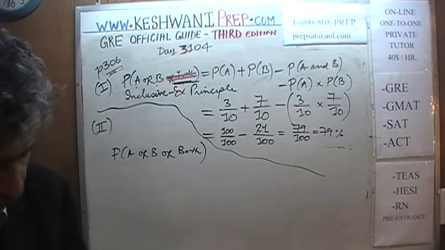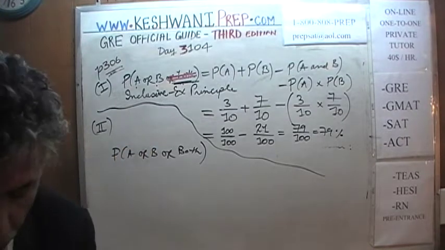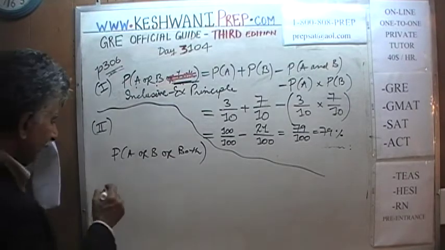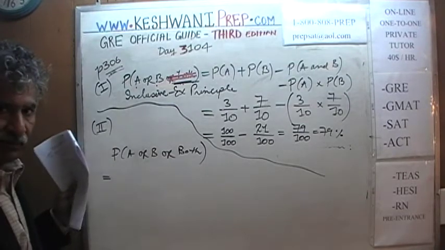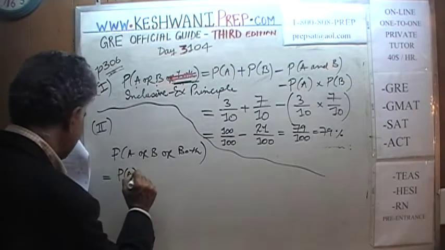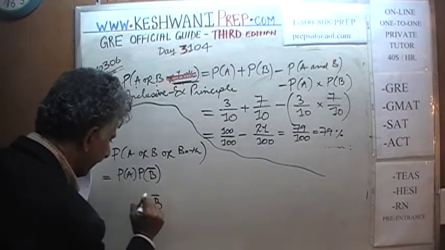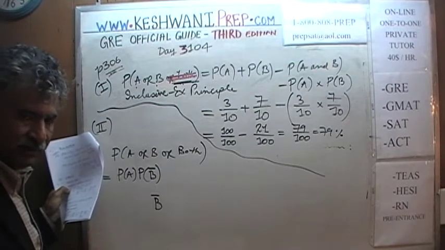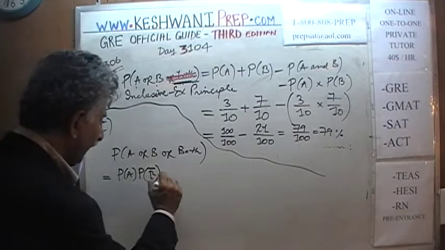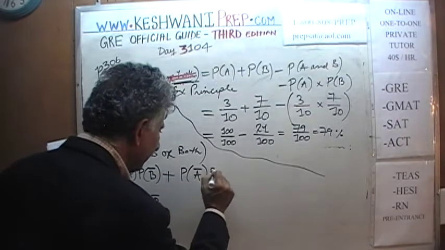Well, another way we can answer this question, as opposed to the inclusive-exclusive principle, is to look at it this way. The odds that A succeeds or B succeeds or they both succeed is based on three different possibilities. One possibility is that A succeeds, but B does not. B with a bar means not, as in event B is not going to happen. In other words, A succeeds, but B fails. Plus the possibility that A fails, but B succeeds.